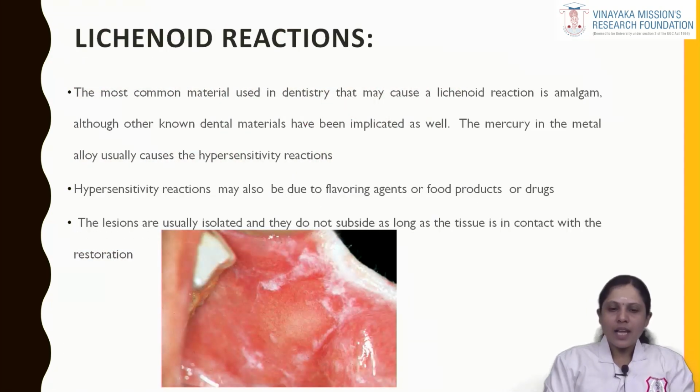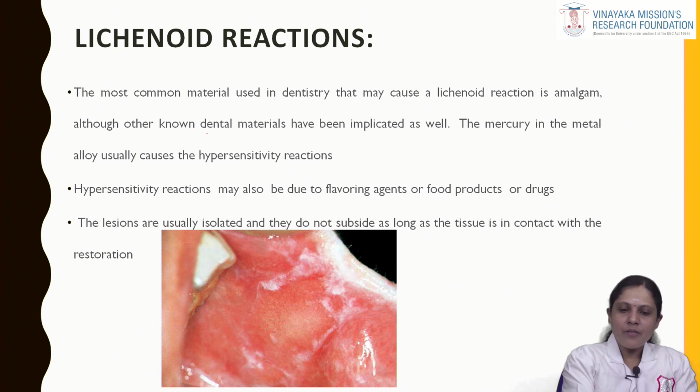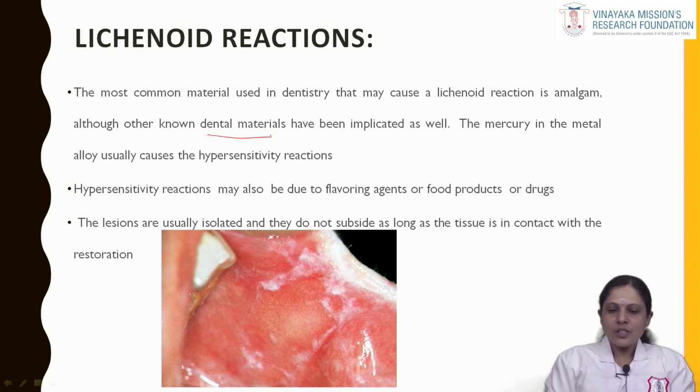There is an entity known as lichenoid reaction. The most common material used in dentistry causing it is amalgam, but not only because of amalgam, maybe due to other flavoring agents present in food or drugs may also lead to this lichenoid reaction. Although most commonly caused by dental materials, the lesion is usually isolated, affecting only one side of the buccal mucosa, whereas lichen planus involves both sides of the buccal mucosa. In lichenoid reaction, once the allergen has been removed, the lesion subsides.